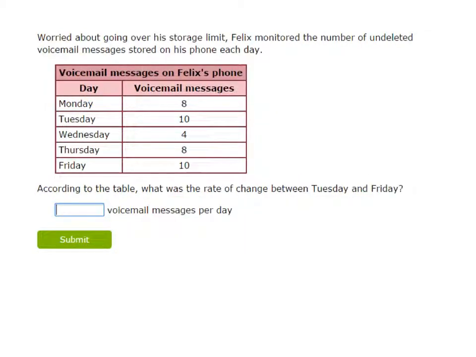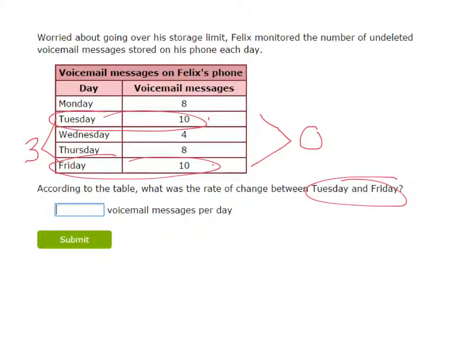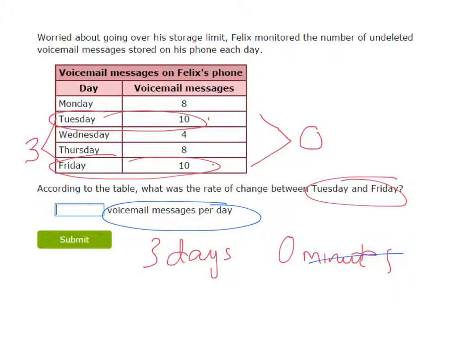Okay, here's another one. So what's the rate of change between Tuesday and Friday? How many days are between Tuesday and Friday? There are 3, so 3 days. And how many minute changes are there between Tuesday and Friday? Well, it went from 10 to 10, which means there's 0. So we have 3 days, and we have 0 minutes as our two rates here. And it wants voicemail messages per day. So I guess these are messages, not minutes. Sorry. Excuse my awesome handwriting. So messages per day would mean we do 0 divided by 3, and we know that 0 divided by 3 is 0. So you type in a 0.